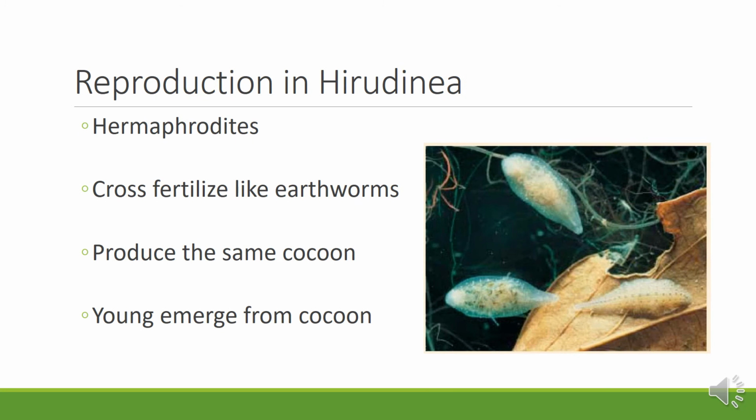Reproduction in Hirudinea. They're hermaphrodites. They cross-fertilize like earthworms, both exchanging sperm. They produce the same cocoon, and then the young emerge from the cocoon. On the right here, you have pictures of both a young that's out of the cocoon and two young who are currently in the cocoon.